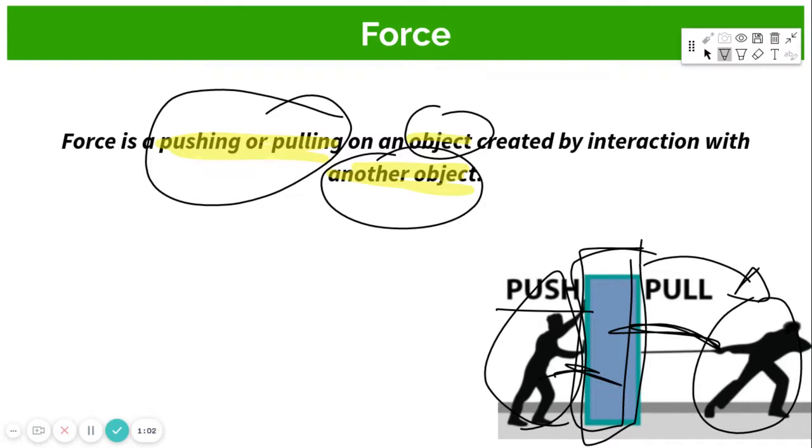Now, to clarify, a force does not necessarily mean that the object moves. These two guys can be pushing and pulling on the block, but if it's cemented into the ground, it's not going to move. A force is just the pushing and pulling. It doesn't mean that something has to move.